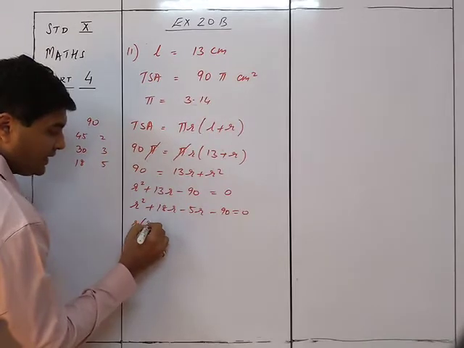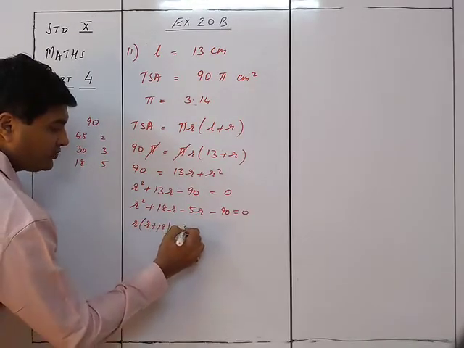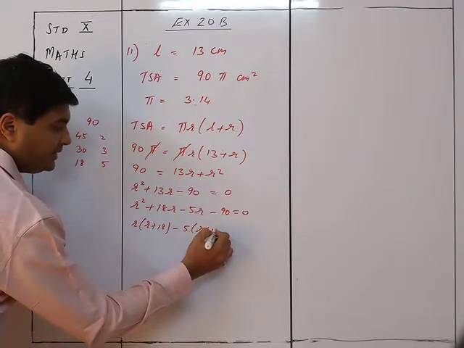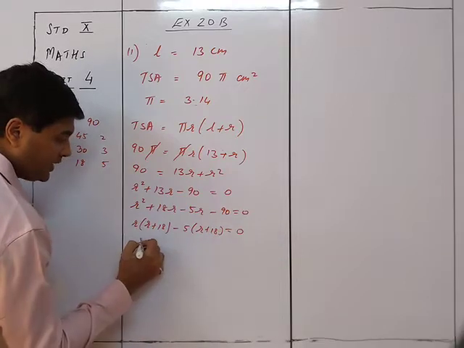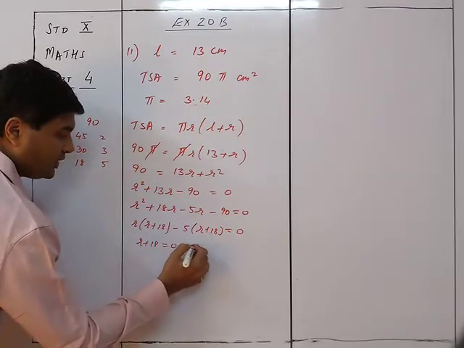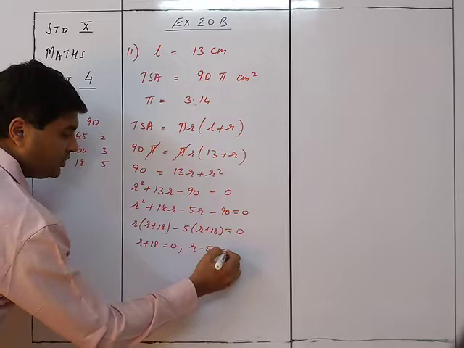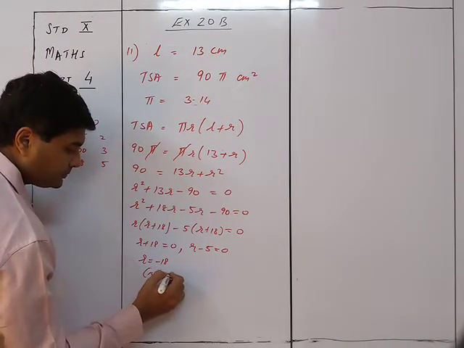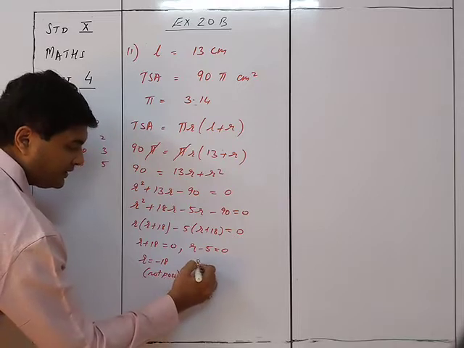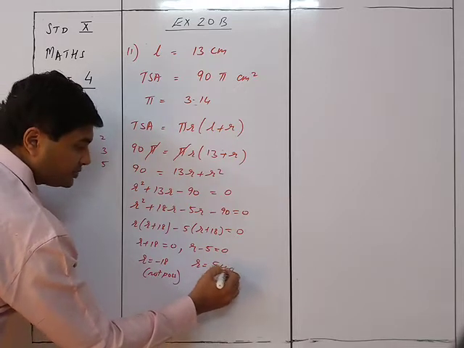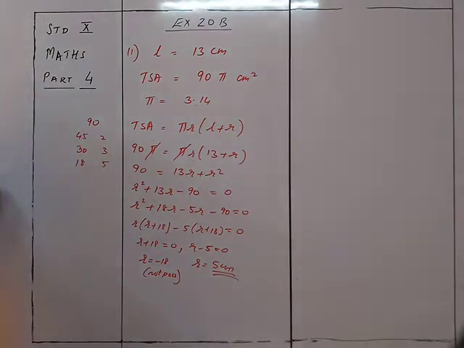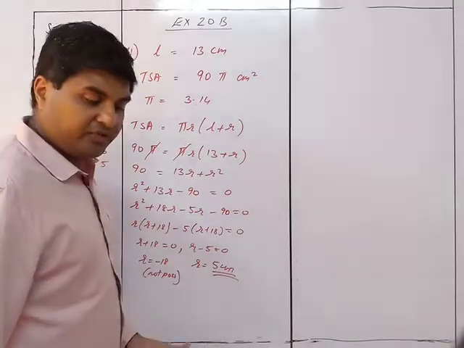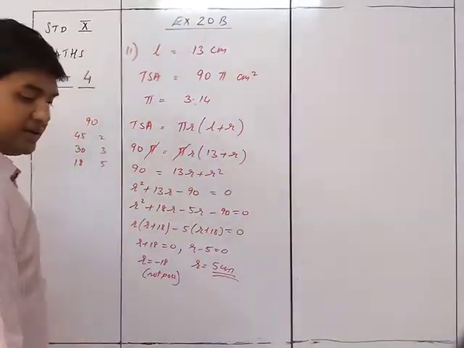So r (r plus 18) minus 5 (r plus 18) is equal to 0. So r plus 18 is equal to 0 and r minus 5 is equal to 0. So r is equal to minus 18, not possible. So r is equal to 5 centimeters. So that is the radius over here. That is the first part: radius is equal to 5 centimeters.